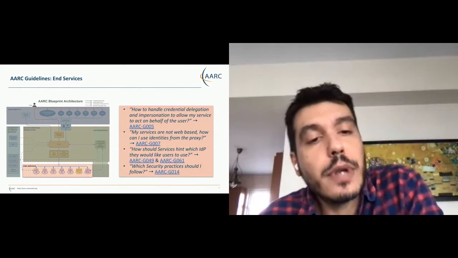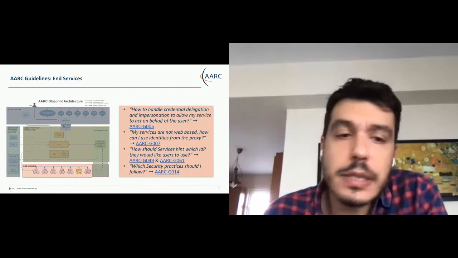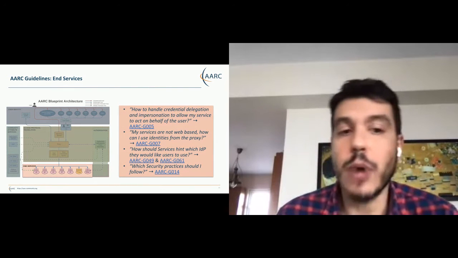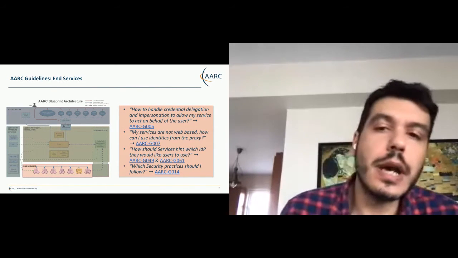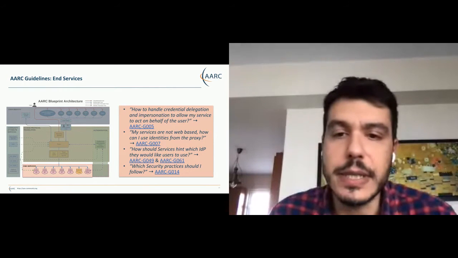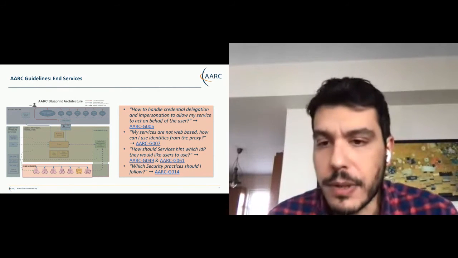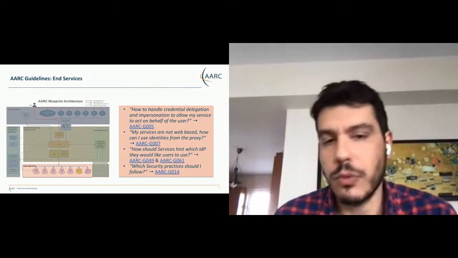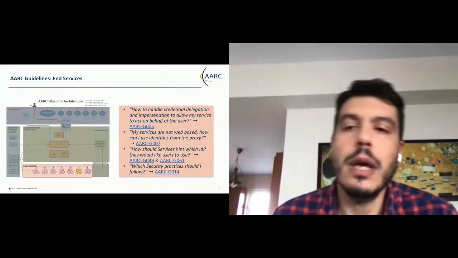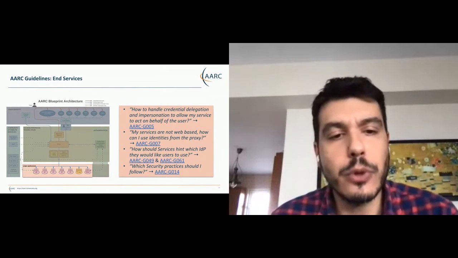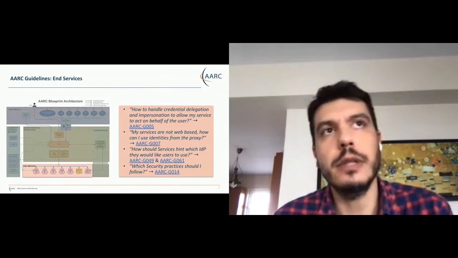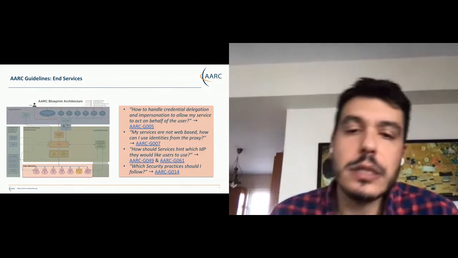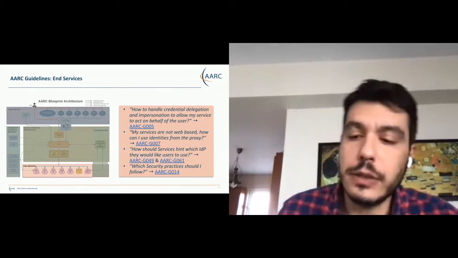Then, for end services, there are best practices for handling credential delegation. There are services that need to act on behalf of a user. Then, how to handle access to non-web-based services. The hinting document that was already mentioned also affects services, so this is why it is also listed here. How to simplify the discovery process by hinting the authenticating authority, the identity provider that the researcher should use. Then there are also guidelines about the security practices that need to be followed.